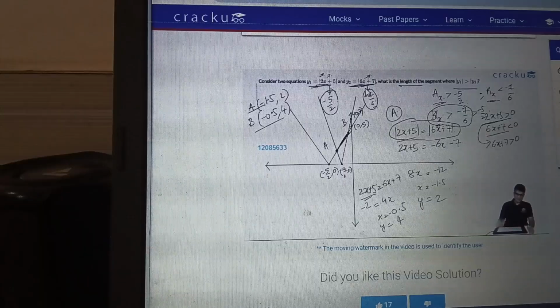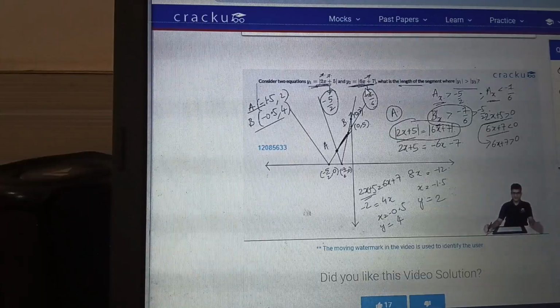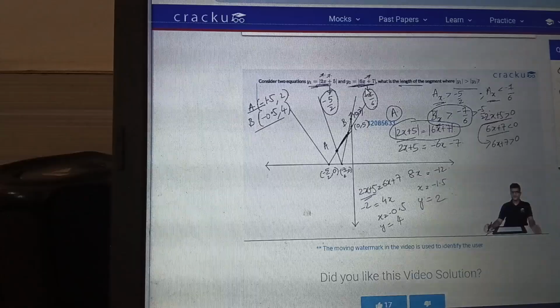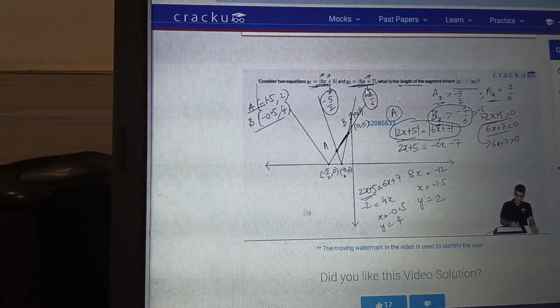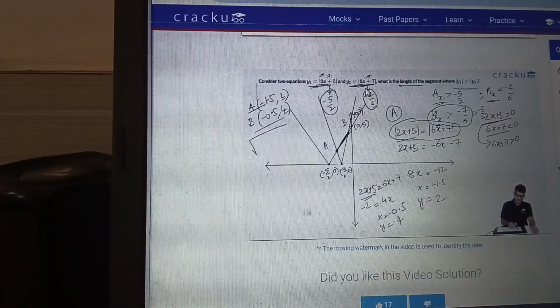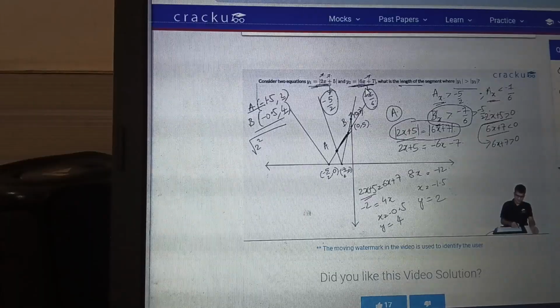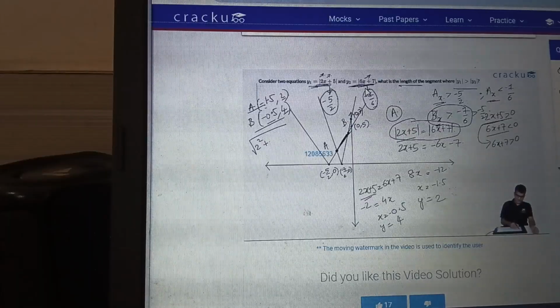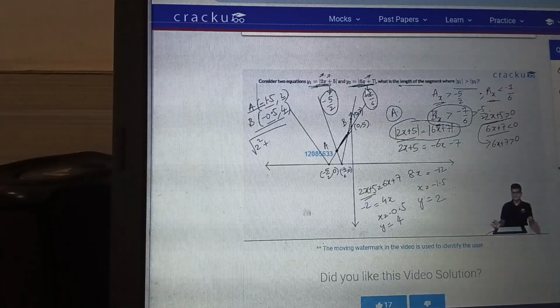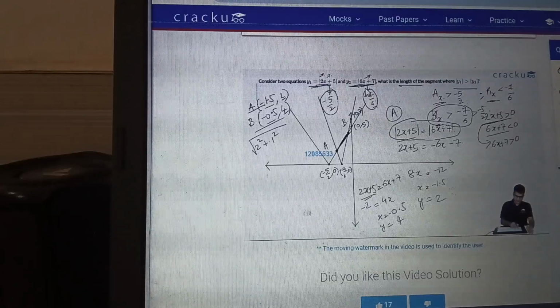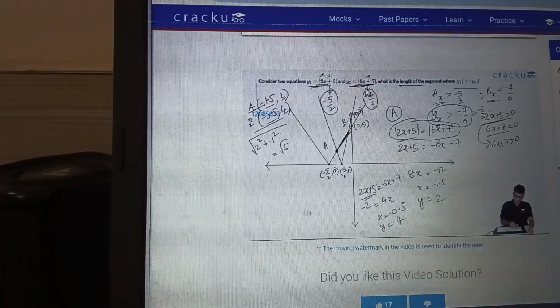What is the length of the line segment AB? That will be equal to the square root of the sum of the squares of the difference in their coordinates. That is, it will be the square root of 4 minus 2 whole square, which is 2 square, plus minus 0.5 minus of minus 1.5, or essentially that is equal to 1 square. This is equal to square root of 5.